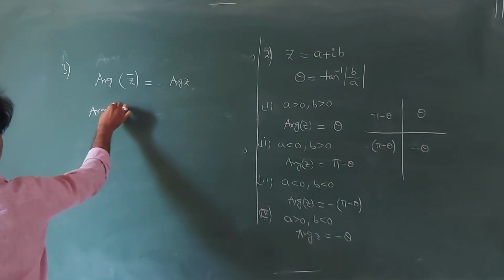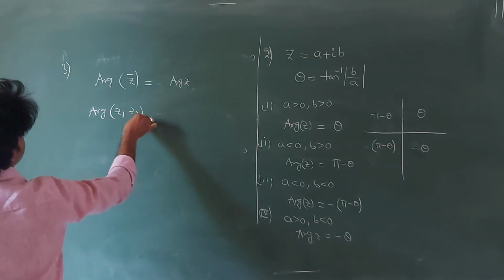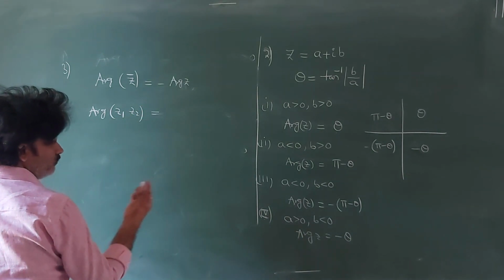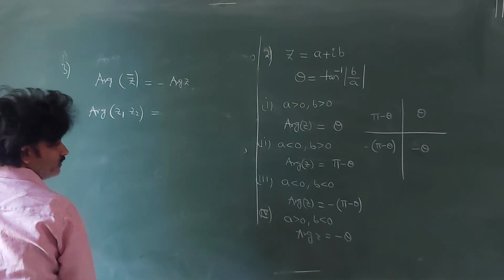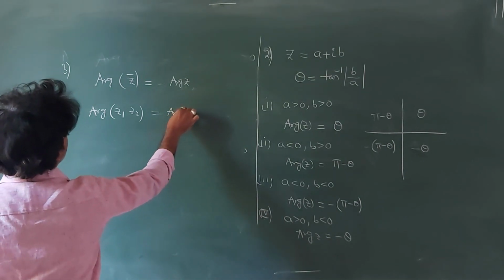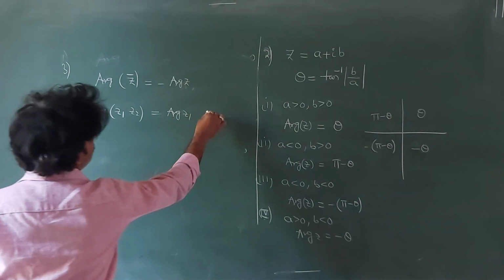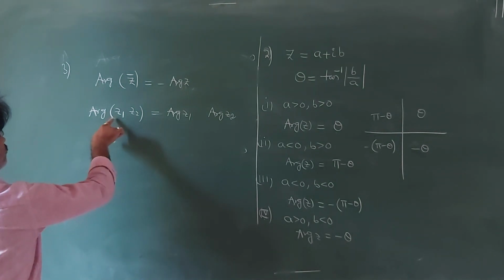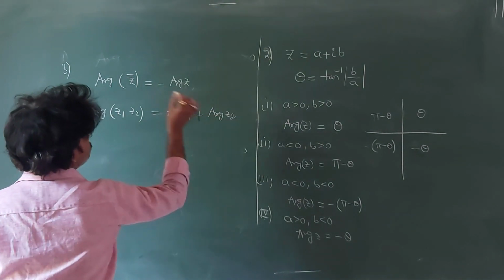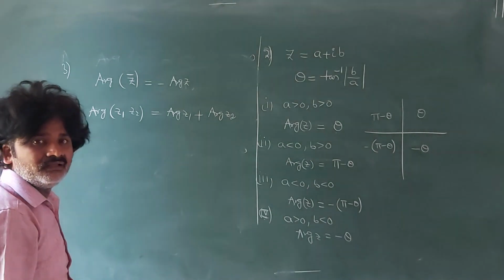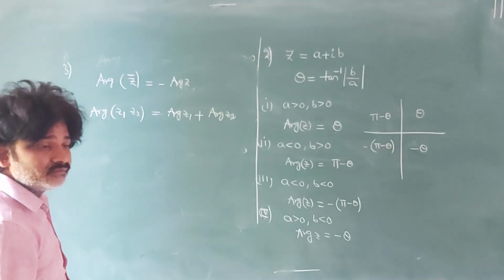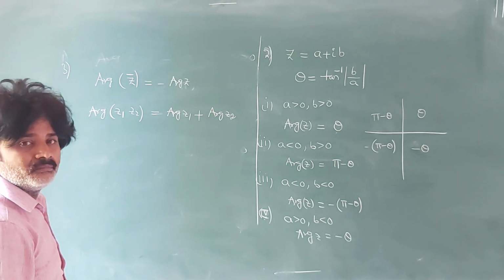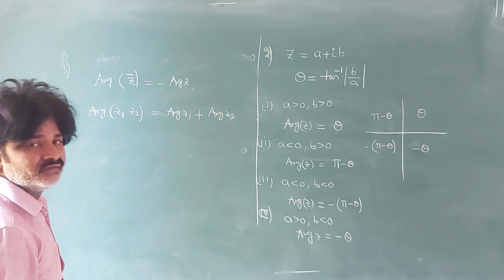And argument of Z1 into Z2. Suppose two complex numbers are given in multiplication. Without multiplying or simplifying them, find separately the argument of the first complex number, and separately the argument of the second one. Now if you need argument of Z1 into Z2, write arg Z1 plus arg Z2. Suppose argument of Z1 into Z2 into Z3 is required, then write arg Z1 plus arg Z2 plus arg Z3.